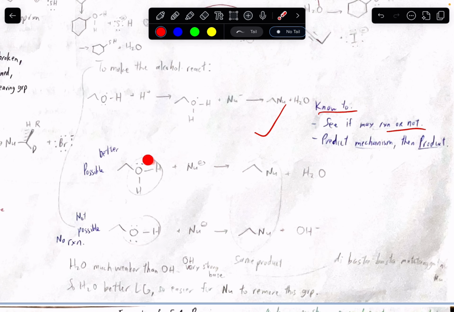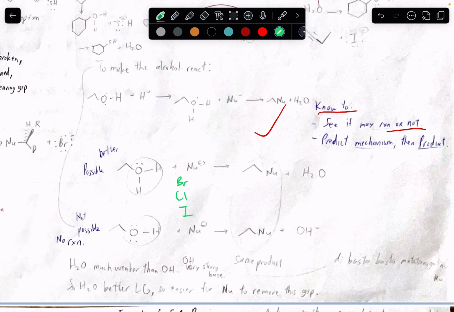If you see something like this, it could still react. Aside from water, what are other good leaving groups that basically say further reaction is possible? Again, we have bromine, chlorine, iodine. What if fluorine is here? The reaction is not possible. Why? Because fluorine is a bad leaving group.